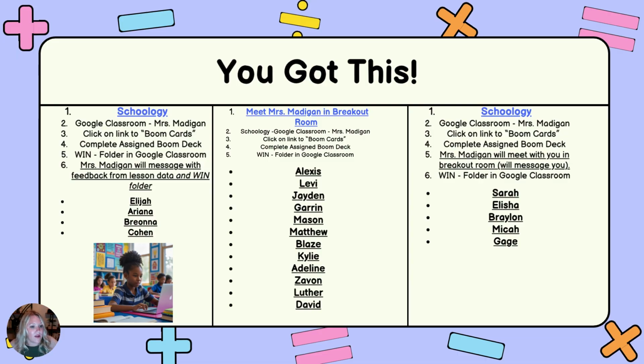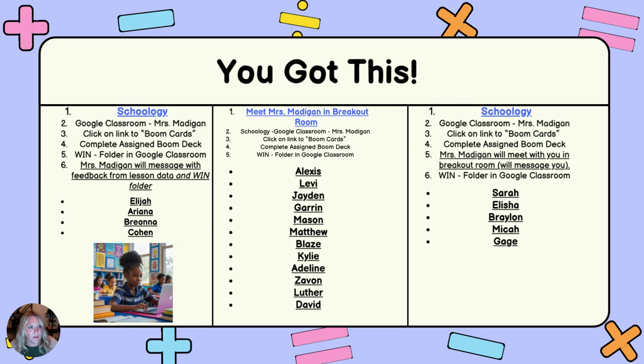And then there's a "What I Need" folder in Google Classroom for each student. That way they can be working on their individual needs within the classroom, based on what their scores are showing are their weaknesses, so they can have that extra work there. And then I'll message that group with feedback from the lesson data and the "What I Need" folder.